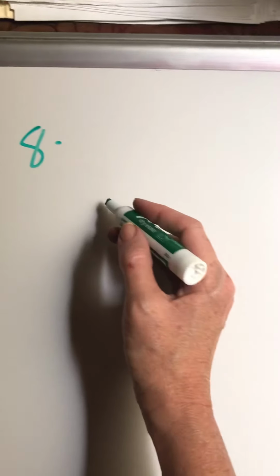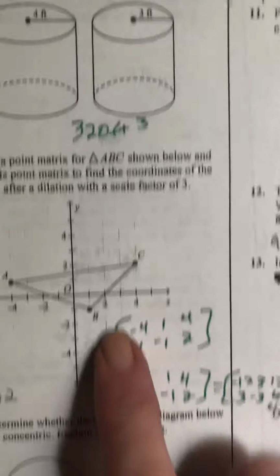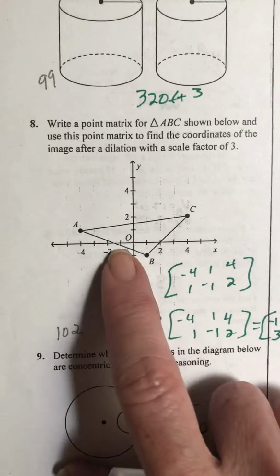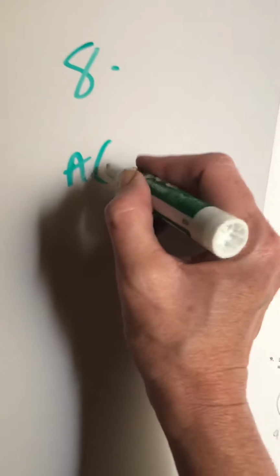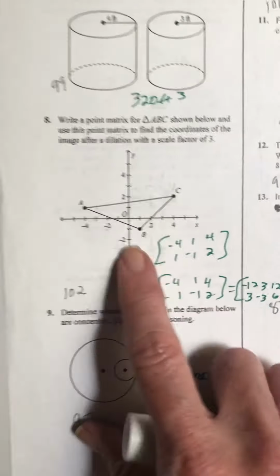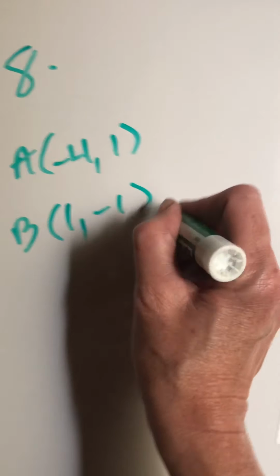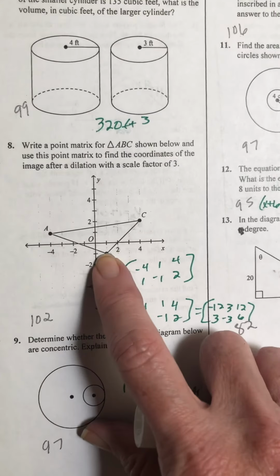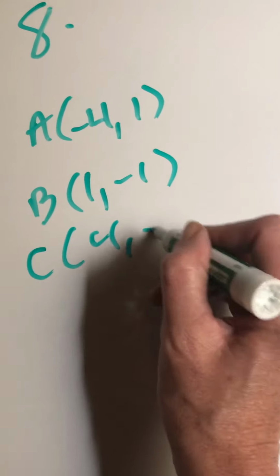You're not going to use a matrix. What you're going to do is find the points for A, B, and C. So A looks like it's at -4, 1. So A is -4, 1. B is actually 1, -1. B is right 1, down 1. And C is right 4, up 2. So C is 4, 2.